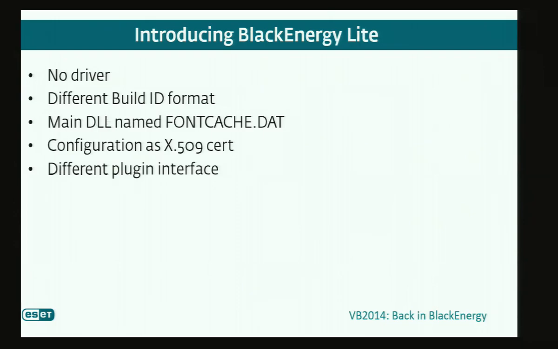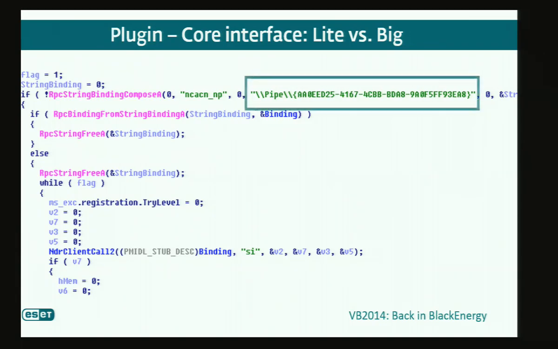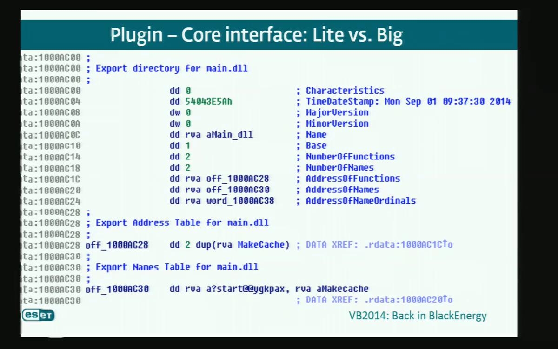Also, there's a different plugin interface, different means of communication between the plugins and the main DLL. So the plugins are not compatible between the different kinds of BlackEnergy variants. The Lite version communicates through a pipe. And this is the main DLL for BlackEnergy Lite, and you can notice that it only has two export functions, make, cache, and start.